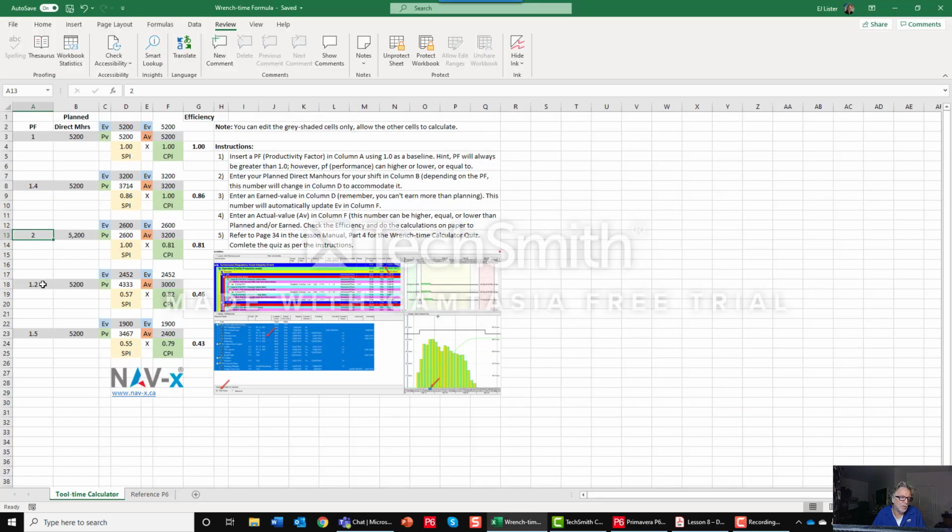So again, this tool, this is something that you can play with to give you examples of, okay, 1.5 on 5,200. The most I can earn is 3,467. So let's say that I earned only 3,500 or 3,400. I can't earn any more than I planned. And I had to pay 4,000 hours, actual hours, to get this. So I'm again at 80%.